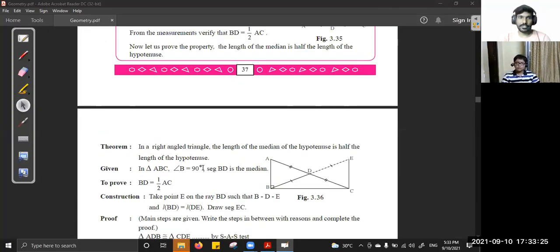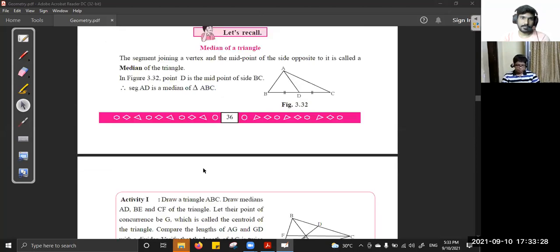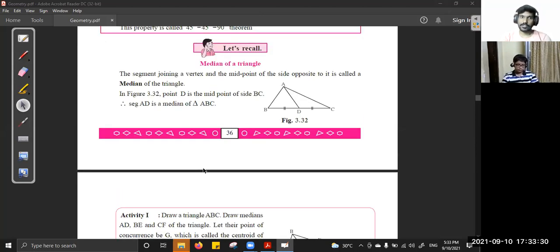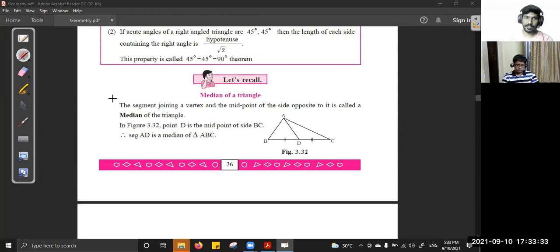If you turn to page number 36 of your textbook, you see the definition is written. Segment joining a vertex and the midpoint of the opposite side is called as the median. So this D will be called as the midpoint, and you know midpoint divides the segment into two equal parts. So this line AD will be called as the median. Is it clear, median? Yes, sir.